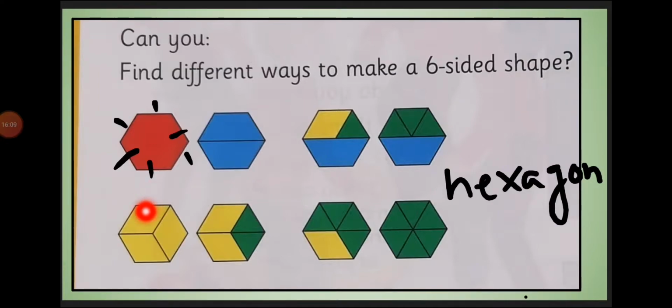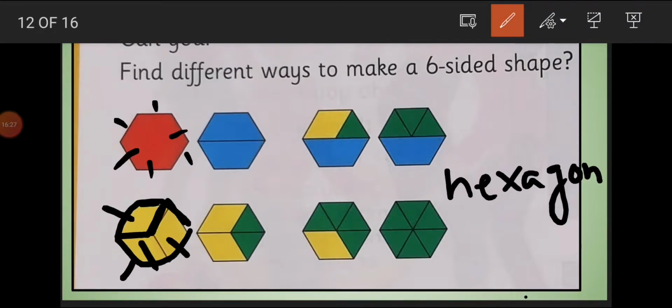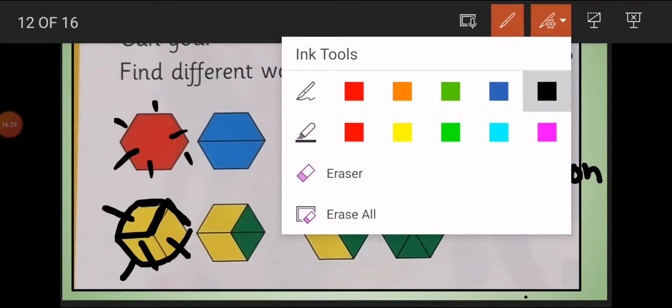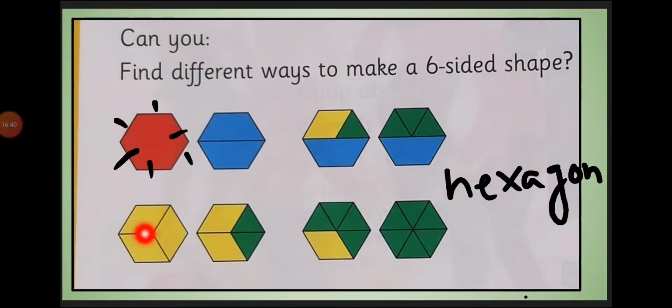Now look at that. It's a hexagon again. 1, 2, 3, 4, 5, 6. It's a hexagon, and it is divided with the help of, yes, you can see this one. This is a parallelogram. This is also a parallelogram. This is also a parallelogram. So it is divided into parallelograms. How many? 1, 2, and 3.